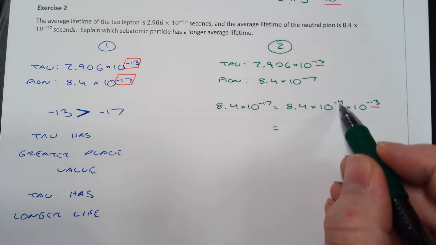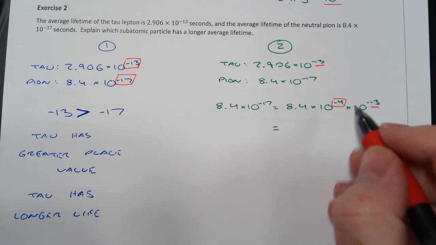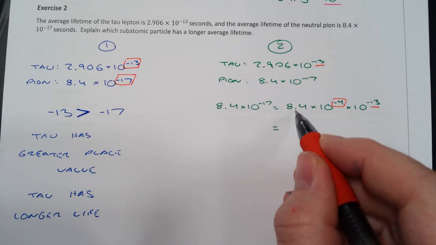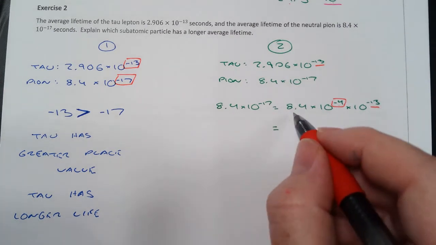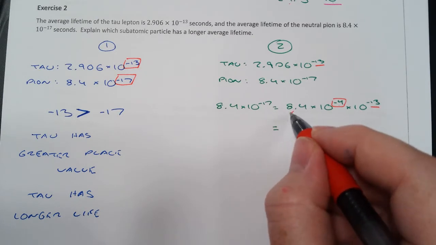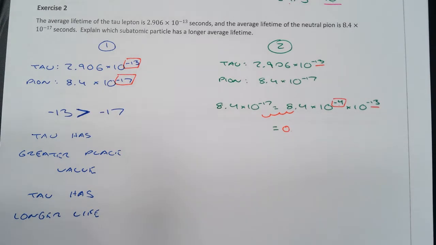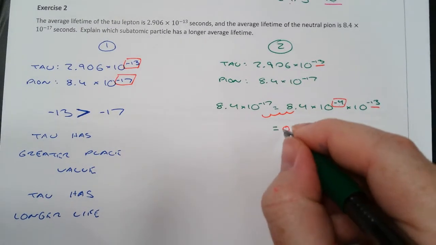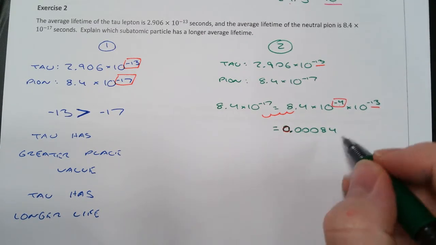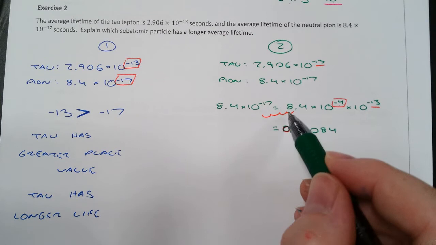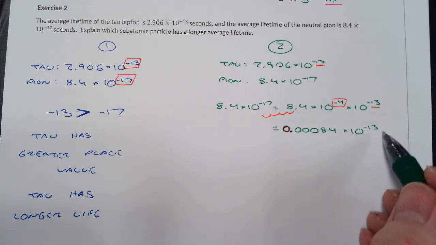Now this is 10 to the negative 4, which means it is moving 4 place values. So this decimal is moving 4 place values. And it's negative, so it's making the number smaller. So it's jumping 4 places this way. So this will turn into 0.00084 after I move it over. But now I only have the 10 to the negative 13th.